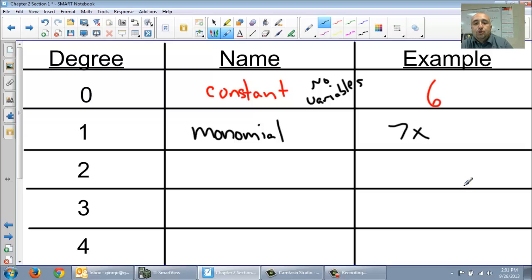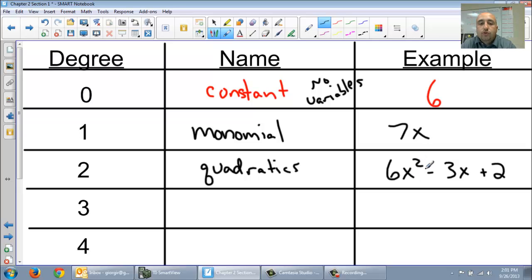A degree 2 is called a quadratic. This should be familiar because we just talked about quadratics. An example would be anything with a power of 2, so 6x squared minus 3x plus 2. The highest exponent is 2, so it's called a quadratic.